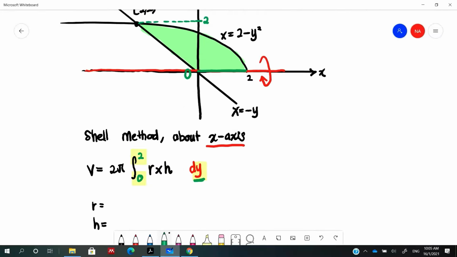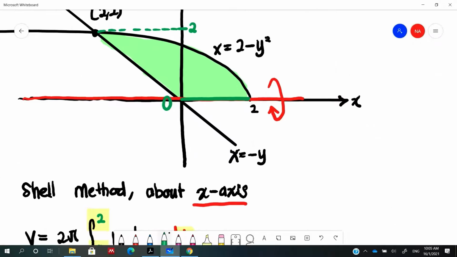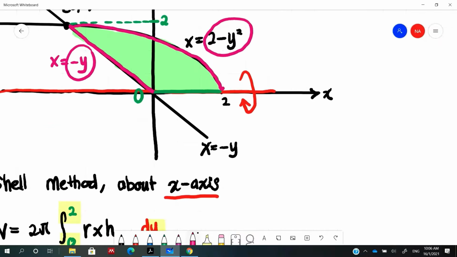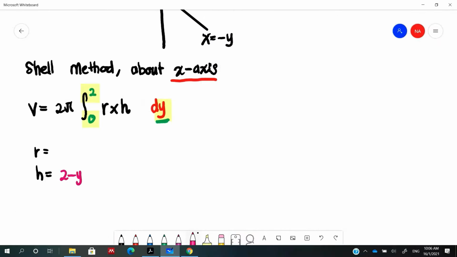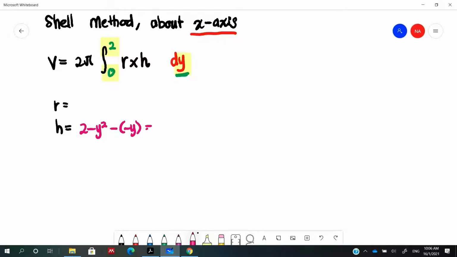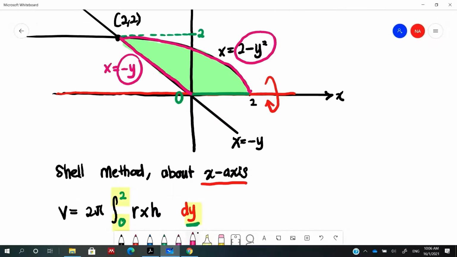Okay, so now you have to look at the height. We know that when it is in terms of y, it should be right minus left. So the right function is given by this, which is 2 minus y squared, and the left function is given by that, which is x equal to negative y. So you write 2 minus y squared, and you subtract the one at the left, which is negative y. You simplify this, and it should be 2 minus y squared plus y. That is your height.